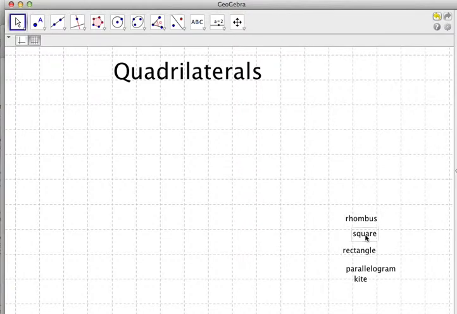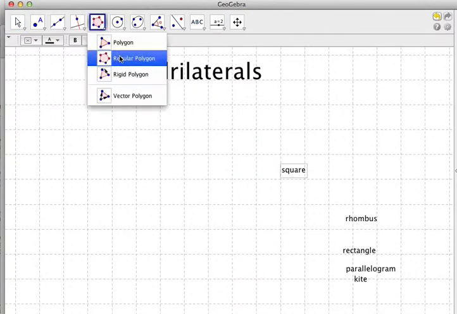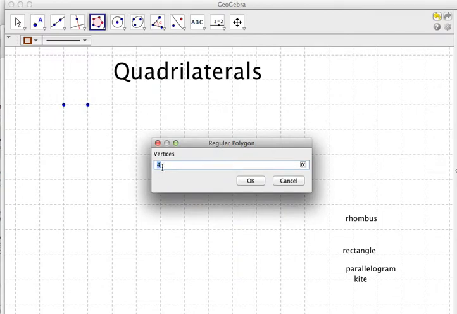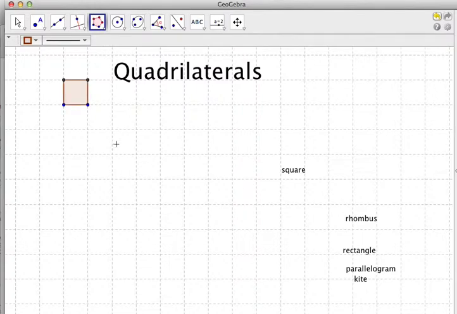So let's start with the most basic of all quadrilaterals, the square. I'll choose this regular polygon tool. Enter four vertices, OK, and there's my square. If I choose the Move tool, that's this arrow at the top left, I can move it about. And by grabbing a corner, I can resize it and spin it.